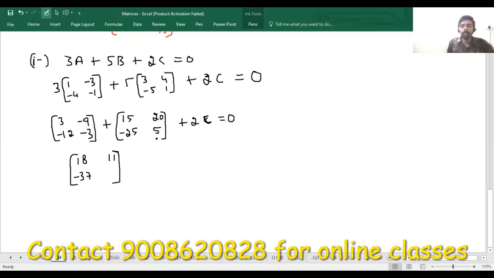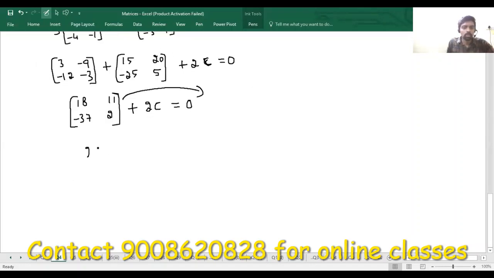Then minus 3 plus 5. Guys, how much is minus 3 plus 5? Yes, correct, 2. Plus 2c is equal to 0. So now I'll shift this matrix to the other side. So now 2c equals, this is plus, correct? So plus on the other side becomes minus. So minus of 18, 11, minus 37, 2.